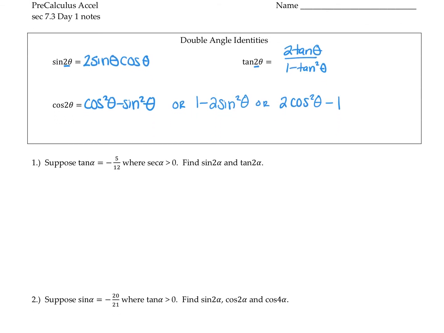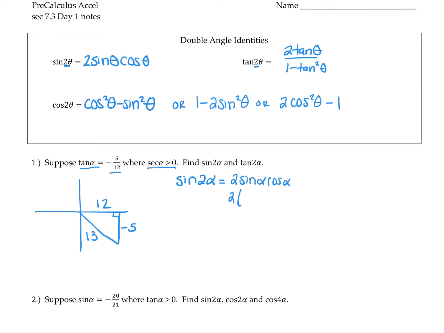So in number 1 here, they're telling us that tangent of alpha is negative 5/12 and the secant is greater than 0. So if tangent is negative, but secant or cosine is positive, that means this is happening in quadrant 4. And if I do my opposite over my adjacent, this is a 5, 12, 13 triangle. Now they want me to use this triangle to find sine of 2 alpha. Well, that'll be the same as 2 times sine alpha times cosine alpha.